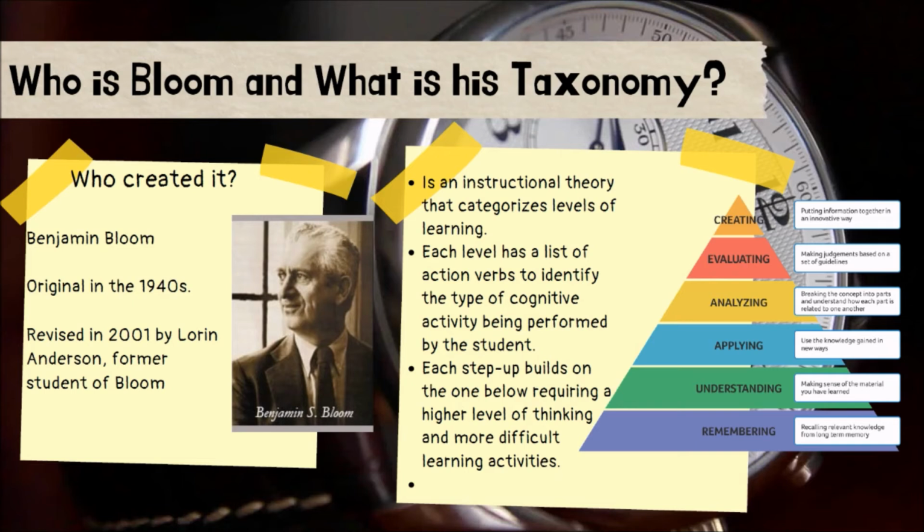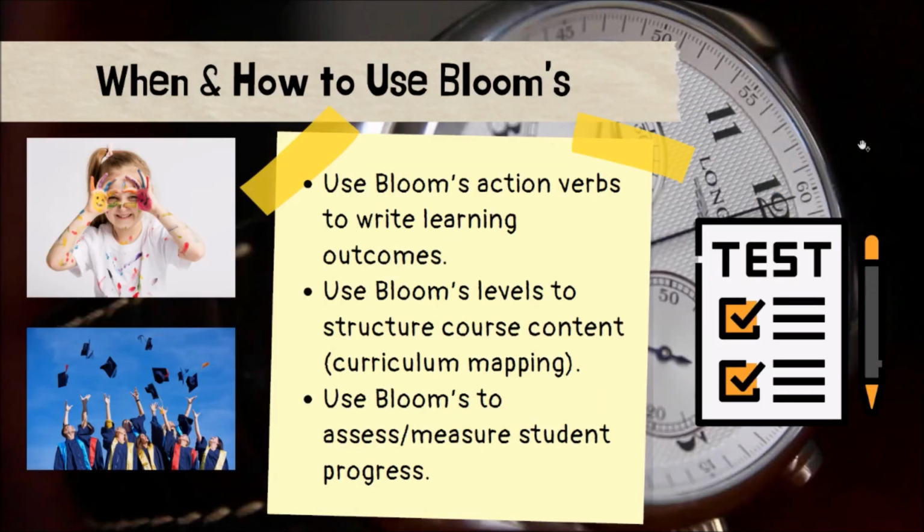Bloom's is an instructional theory that categorizes levels of learning, and each level has a list of action verbs, and each level builds on one another, requiring higher level thinking and more difficult learning activities as the lesson goes forth. Now, you want to use Bloom's to write your learning outcomes, you want to use Bloom's levels to structure course content, and then lastly, use Bloom's to assess and measure students. Once again, this can be done K through 12.